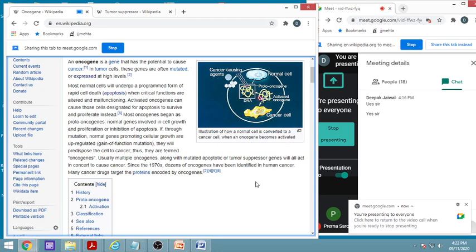So we can have this simple figure which is shown over here, that there are many agents which have the potential to cause cancer because of their chemical structure. There are many such environmental agents, including many chemicals.